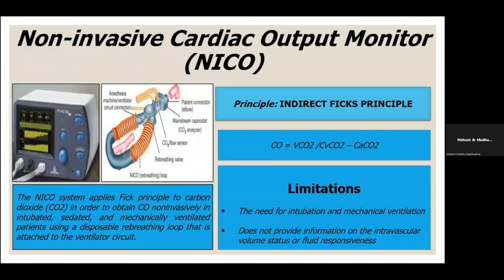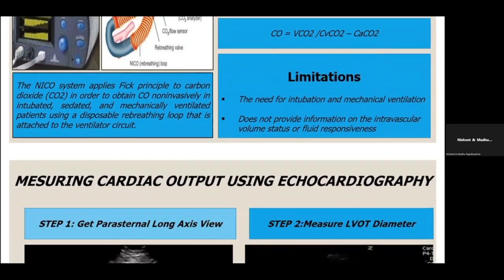NICO uses a method known as partial carbon dioxide rebreathing technique, which is based on the indirect Fick principle. With this method, cardiac output is proportional to change in CO2 elimination divided by resulting change in end tidal carbon dioxide. These changes are measured by the NICO sensor, which periodically adds a rebreathing volume into the breathing circuit. It is an automated continuous method of cardiac output monitoring.